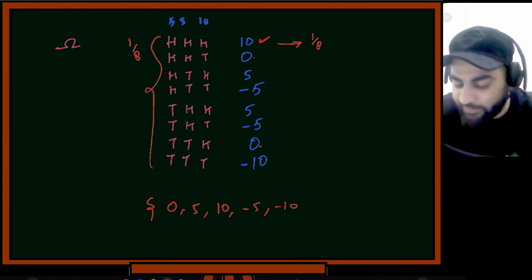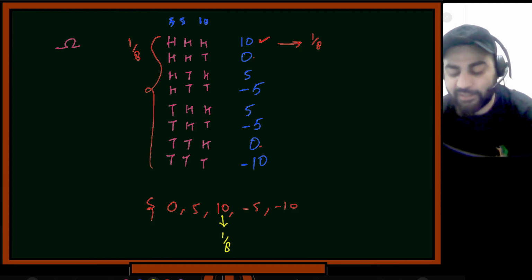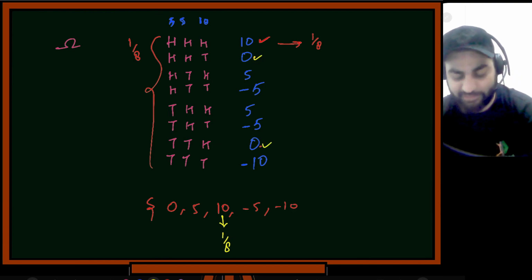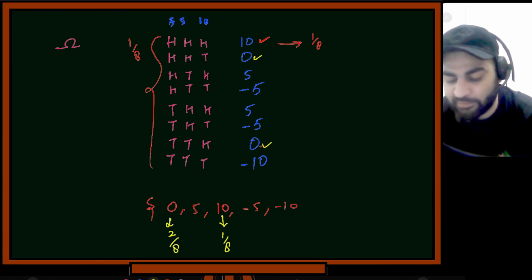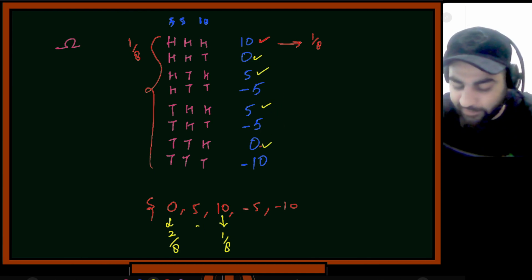For sure you said that this is only 1 by 8. Okay, and what's the probability for these zeros? 2 by 8. Do you see it? And what's the probability for 5 plus 5? 5 and 5 here. It's also 2 by 8.